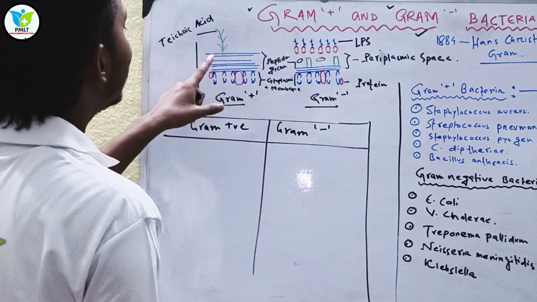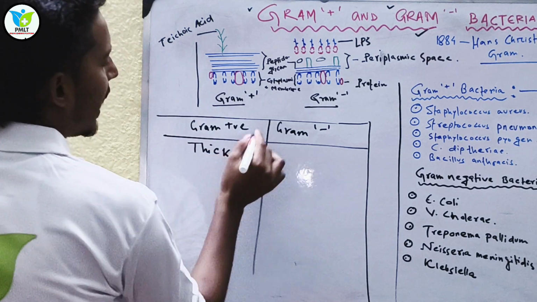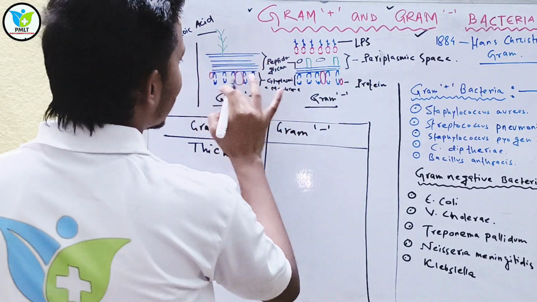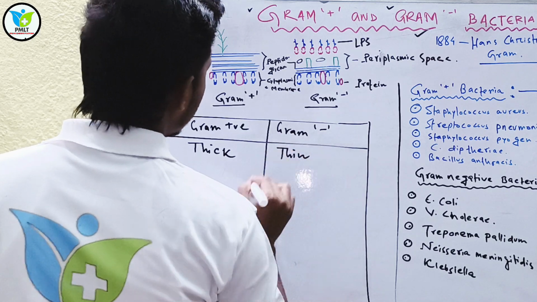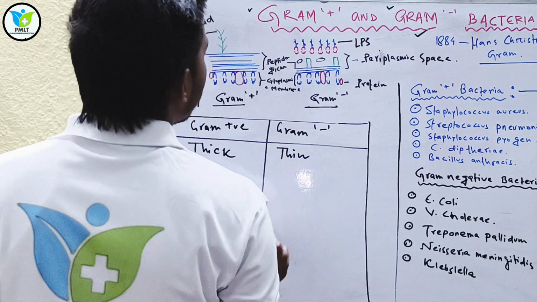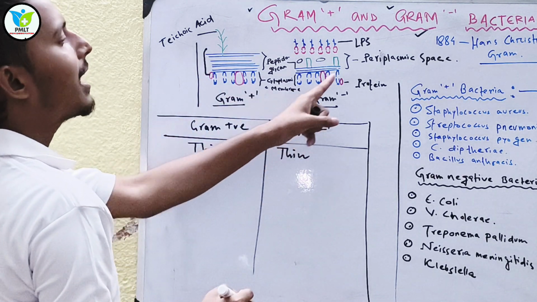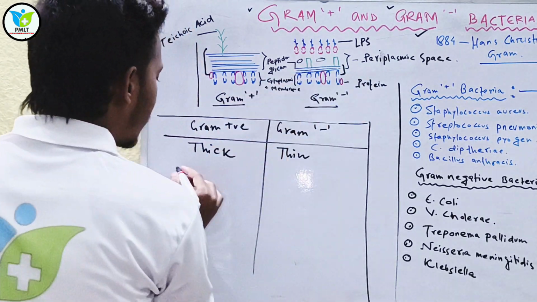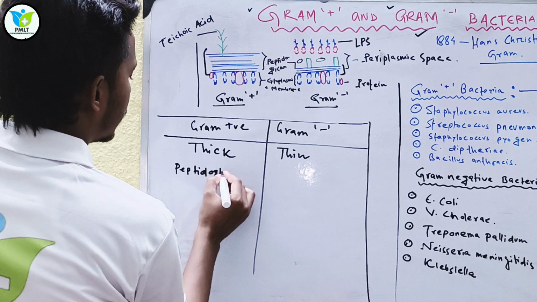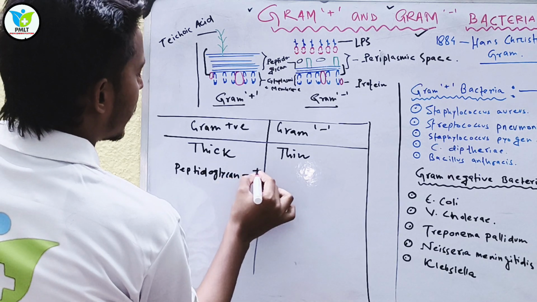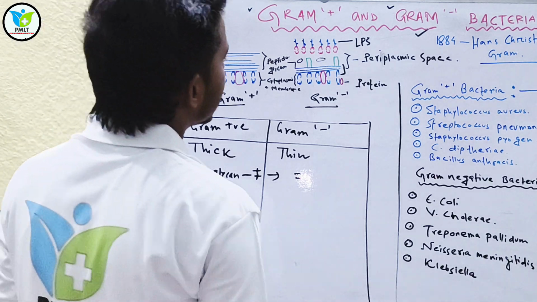Firstly, gram positive is thick, and gram negative is thin. Gram-positive bacteria have peptidoglycan that is very thick. Here the peptidoglycan is very thin. Peptidoglycan here is thick, and here it is thin. That is the second differentiation.